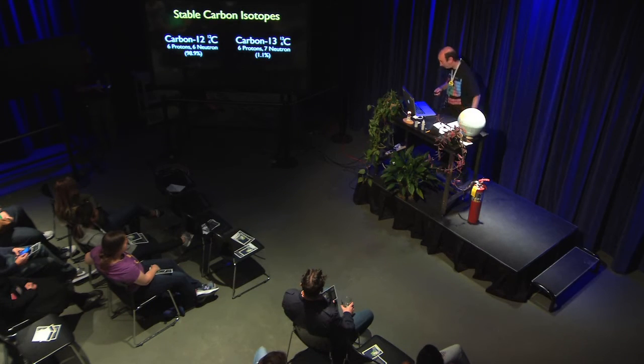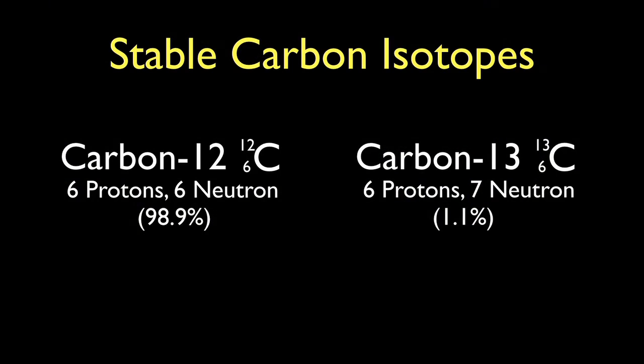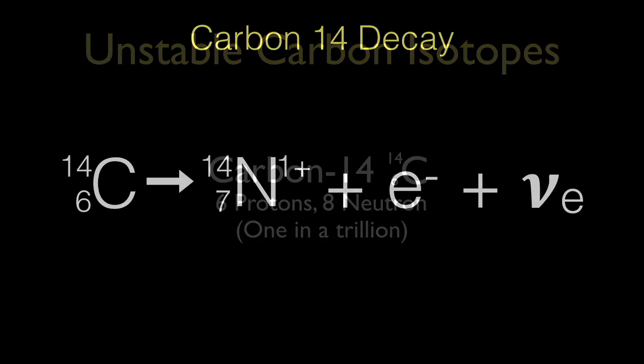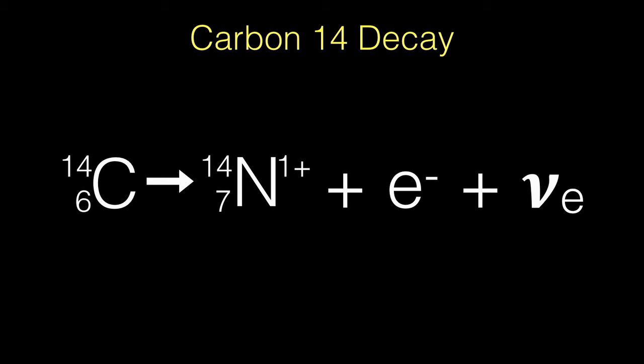Much better. There's one unstable isotope of carbon that we're all familiar with. It's not carbon-12, it's not carbon-13, it's carbon-14. Carbon-14, 6 protons, 8 neutrons. It's 1 in a trillion atoms of carbon on the Earth. 1 in a trillion, not very many. It's radioactive, so it decays. It decays by shooting an electron out and becoming nitrogen. It's the same kind of nitrogen that is in our atmosphere.